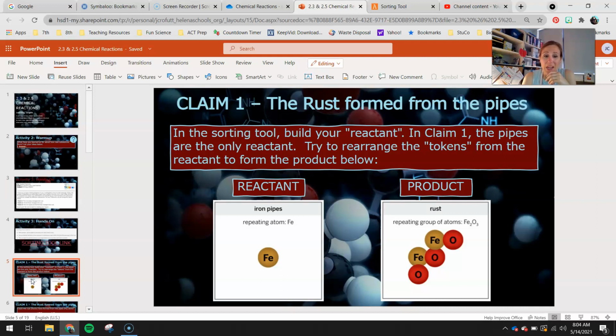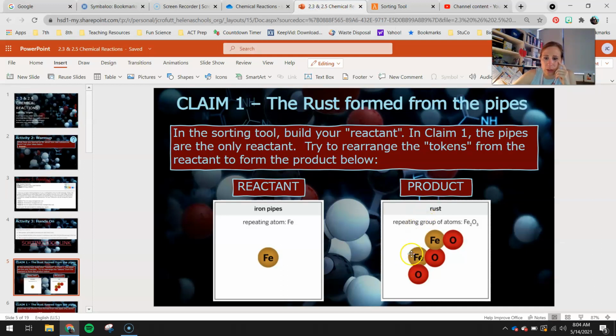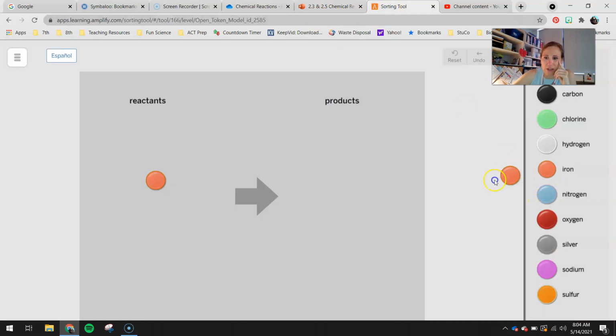So in claim 1, the pipes are the only reactant. Try to rearrange the tokens from the reactant to form the product below. Okay, so we know my only reactant is this iron pipe, so I'm going to go find iron over here. Here's my little orange iron, and I'm going to drag it over here. I'm going to take a look at my product and see what it looks like. It looks like my product has 2 irons, so I'm probably going to need to add at least another iron to my reactant. Now we have 2 irons available.